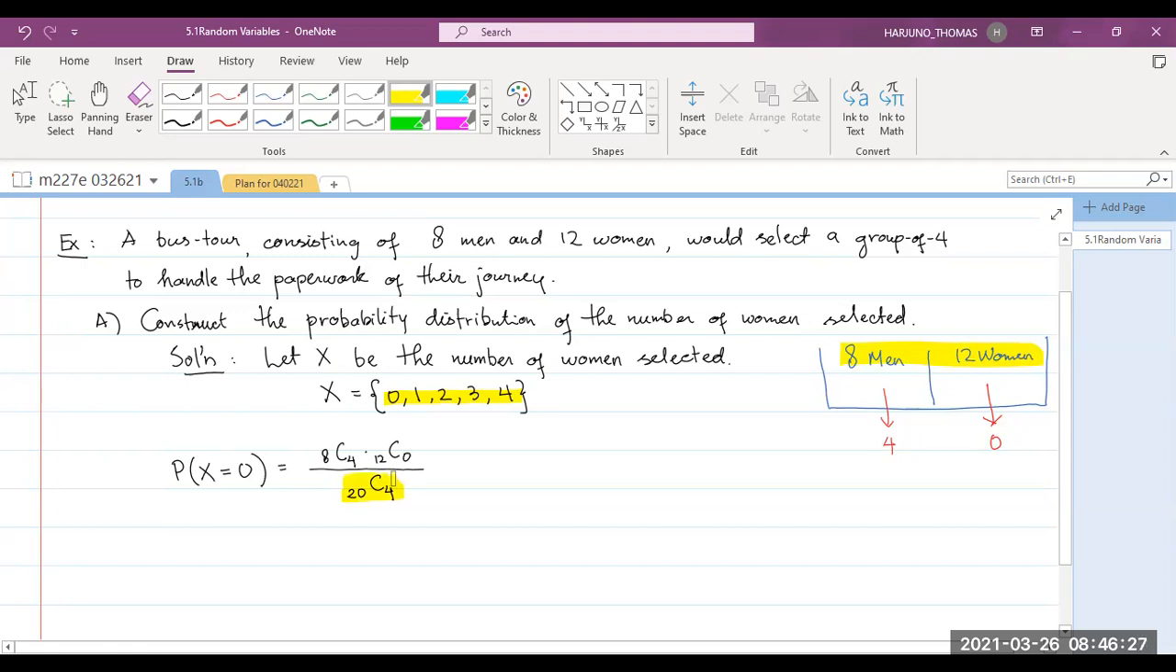But at least right now, we set up the plan. Okay, this is what we will do. The way we compute it will be 20 combination 4. Now then, how many ways to get no women in that group? That will be 12 choose 0 times 8 choose 4. That's how we get that.